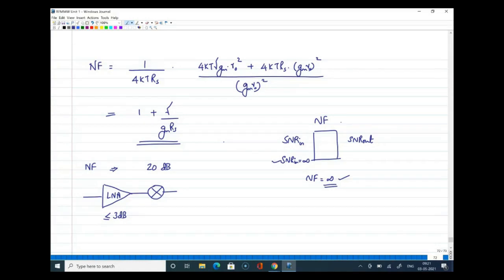Now, say if a circuit is not adding any noise, in that case, input SNR and output SNR look the same, if I'm not thinking of an amplifier. In that case, you can say that the noise figure of a noiseless stage can be considered equal to 1. So that depends on what ideal situation or ideal condition we are mentioning. Is that clear? Okay.